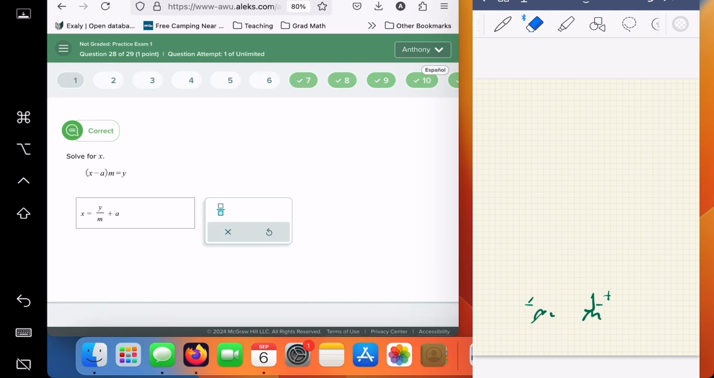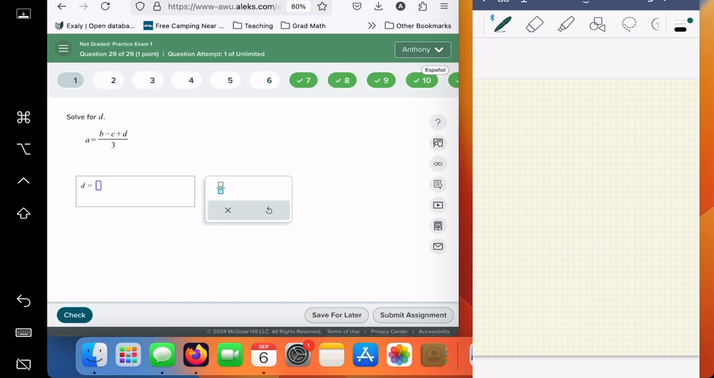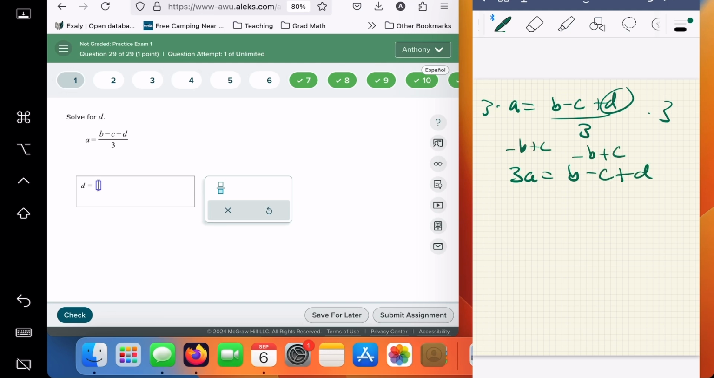And continue. Okay, last one. Riveting. All right, so we have A is equal to B minus C plus D over 3, and we want to get D. All right, so let's multiply both sides by 3. So now 3A is equal to B minus C plus D, and let's take away B and add C to both sides. Take away B and add C. Now 3A minus B plus C is D.